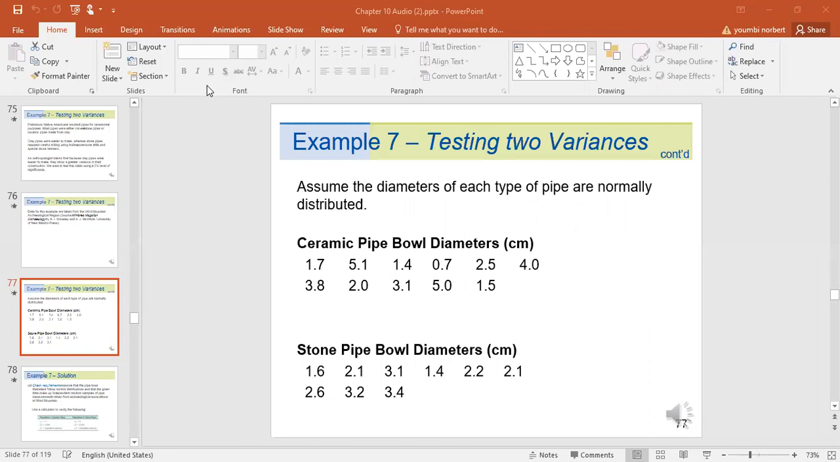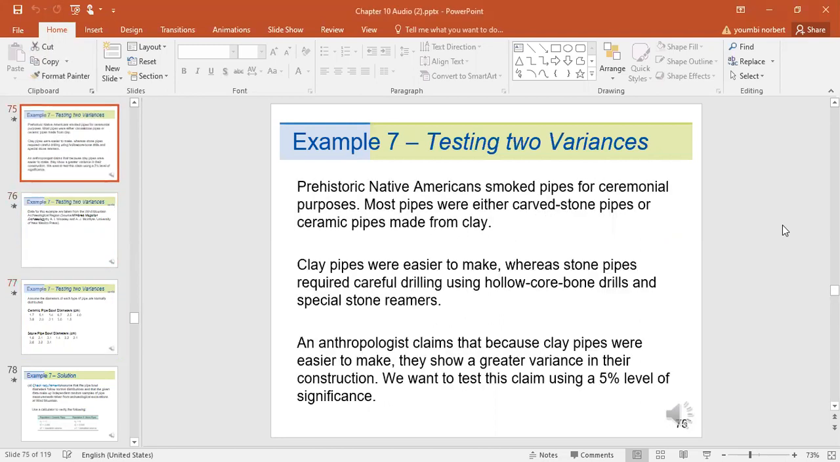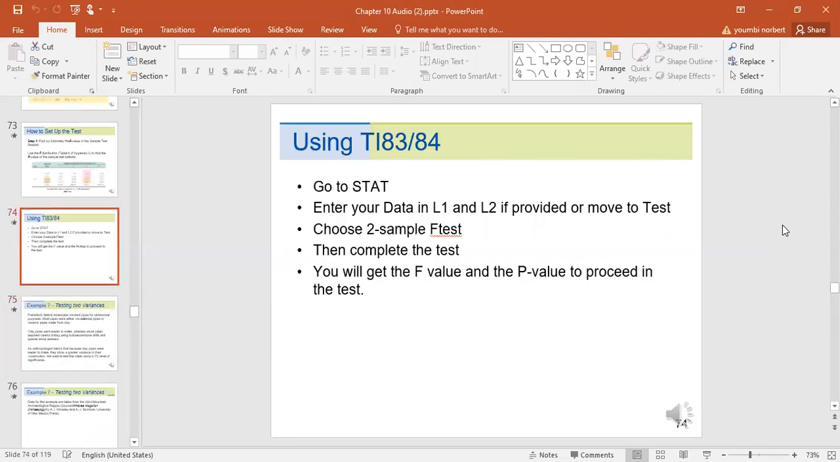Do you have data in the calculator? Then you go to start. If you're on Zoom, either you use Excel or you use calculator. If you have a question, don't hesitate, just speak out, I will hear you if you're on Zoom. So for calculator, enter data L1, L2, go to start test, two sample F test.